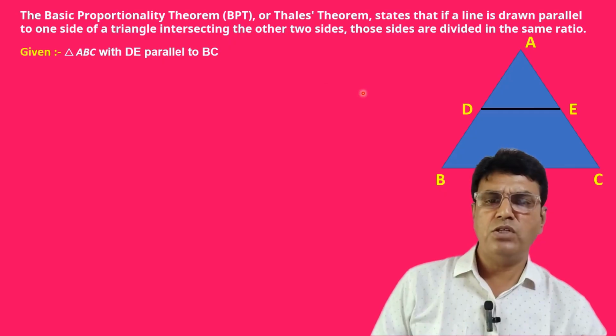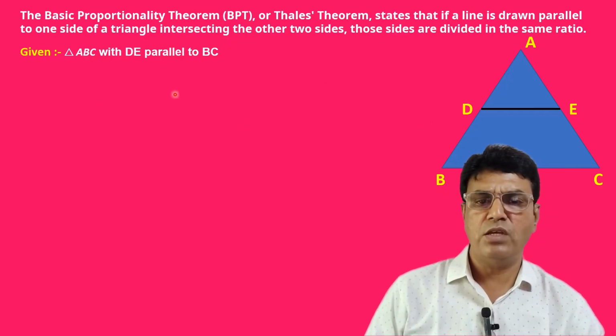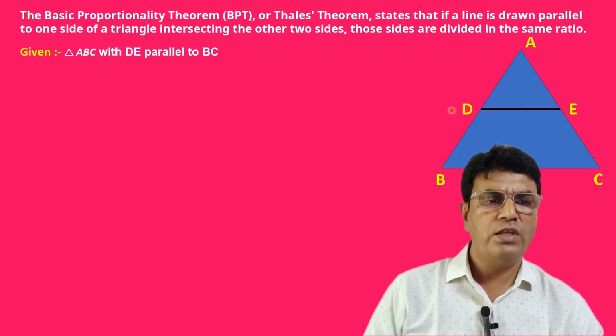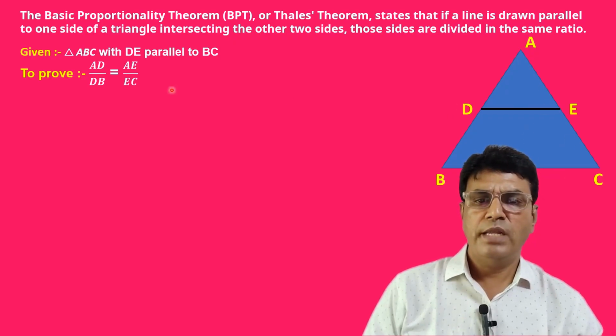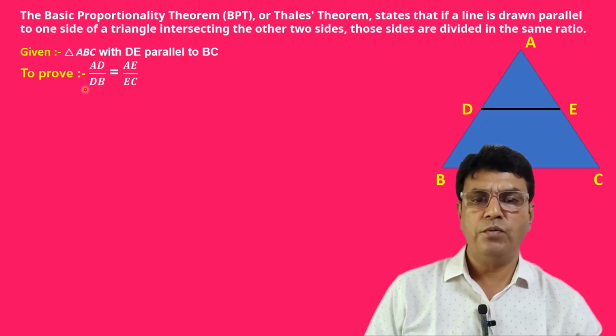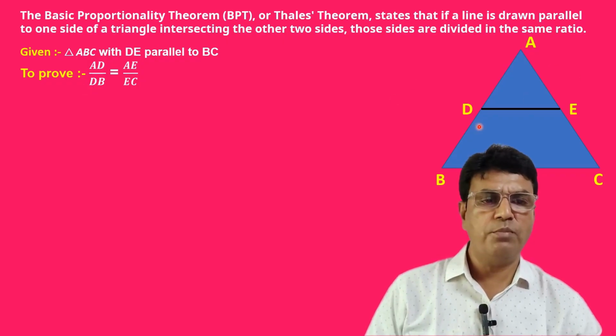So the first thing we need to write here is what is given: triangle ABC with DE parallel to BC. Next, what do we need to prove? We need to prove that AD upon DB is equal to AE upon EC.